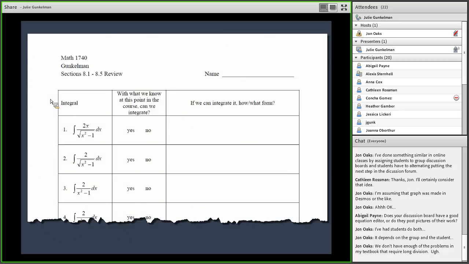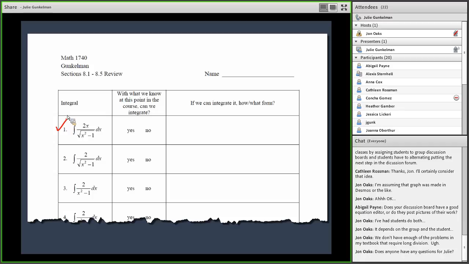Another thing that I'll do for review looks very similar to that first activity that I had done, with the "can I integrate it at this point or not?" I ask it again, and the problems are actually the same. So I bring it up again at the end of when you've learned all these techniques, at the end of section 8.5, and I ask, hey, can we figure that out now? Can we recognize more of those forms?